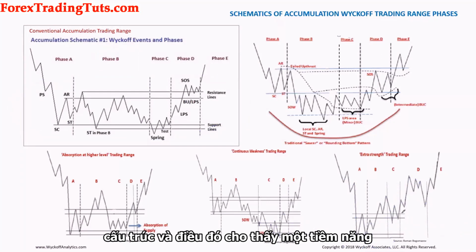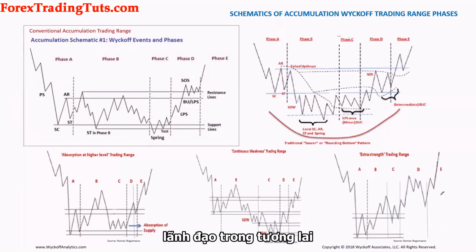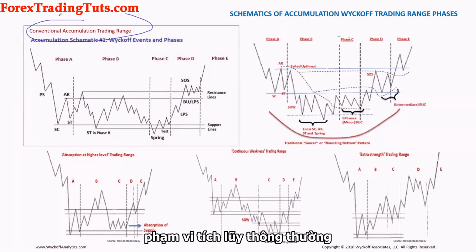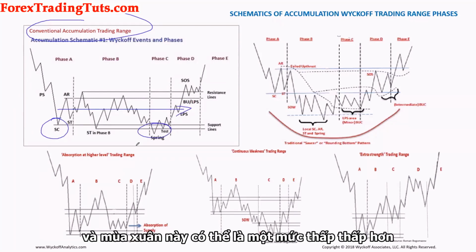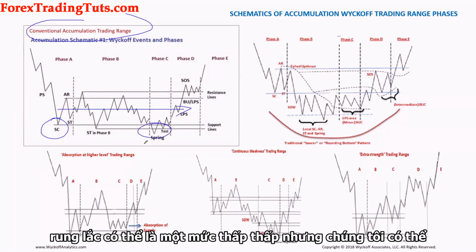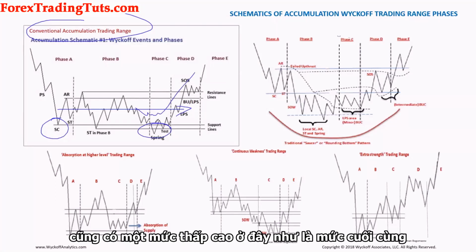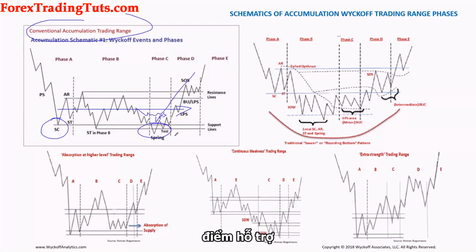And that shows a potential leadership in the future. It's different than the conventional accumulation range, where we would see the stopping of the downtrend with the buying from institutions, and then it's kind of flat. And the spring could be a lower low, the shakeout could be a lower low, but we could also have a higher low here as a last point of support.